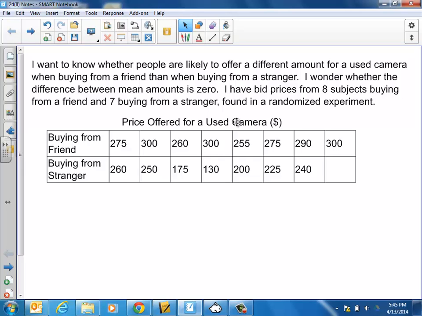Alright, we are told we want to know whether people are likely to offer a different amount for a used camera when buying from a friend than when buying from a stranger. I wonder whether the difference between mean amounts is 0. I bid prices from 8 subjects buying from a friend and 7 buying from a stranger, found in a randomized experiment. We've got the 8 different prices where a used camera is bought from a friend. We've got 7 prices where a used camera is bought from a stranger.